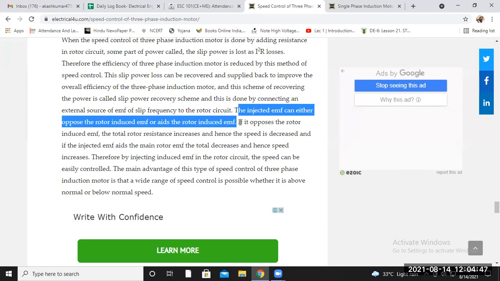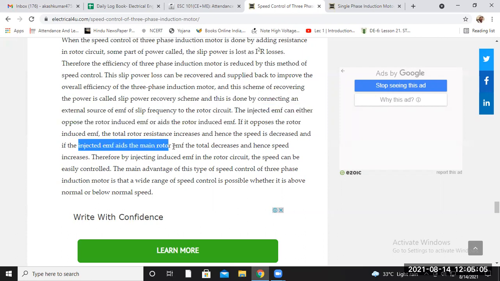Either it can decrease or increase the value of the rotor induced EMF. As you are increasing the slip frequency, it will increase the rotor induced EMF. Now, if it opposes the rotor induced EMF, the total rotor resistance increases and hence the speed will decrease. As the rotor resistance increases, the speed will decrease. And if the injected EMF adds, that means it increases the rotor EMF, then the total resistance decreases and hence speed increases.